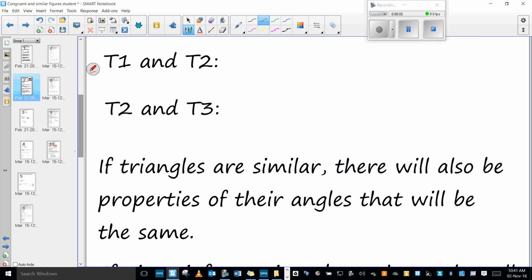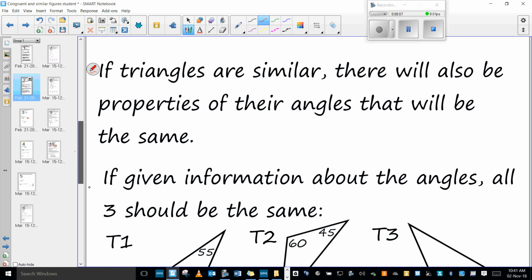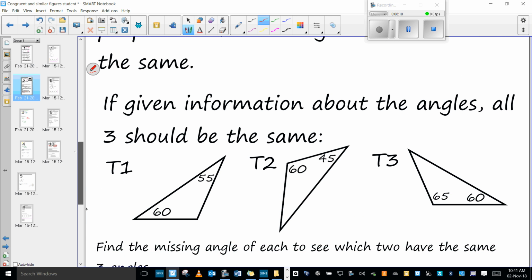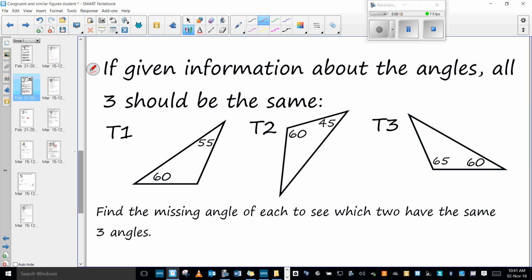So if they are similar, all the properties and angles are going to be the same. So we would have 3 angles that are exactly the same. How do you find a missing angle if we know 2 of them? Everyone's hand should be up here. Emma. You would add up those two values and subtract from 180. Perfect. So 60 plus 55 is 115, and then 180 subtract that. So this angle here is 65. So we've got a 60, 65, and 55.